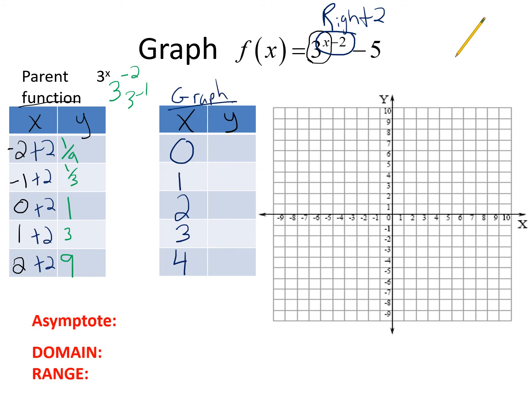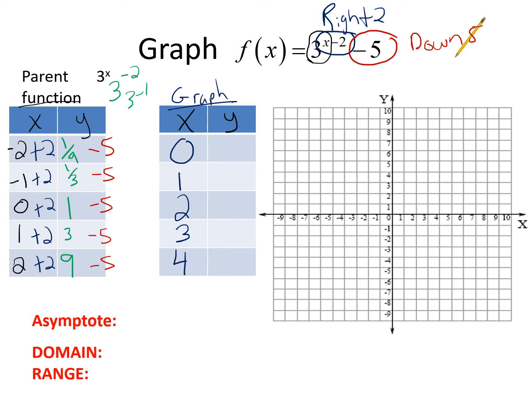Now I'm going to go ahead and do my y values. Well, my y value, this is what's going to happen to my y value. I have a -5, so that's going to make me go down 5. So for each of my y values, I'm going to subtract 5 to figure out where I'm going to be graphing.